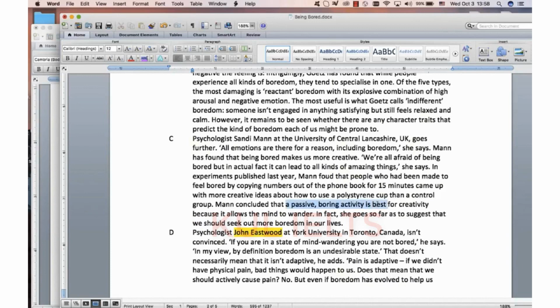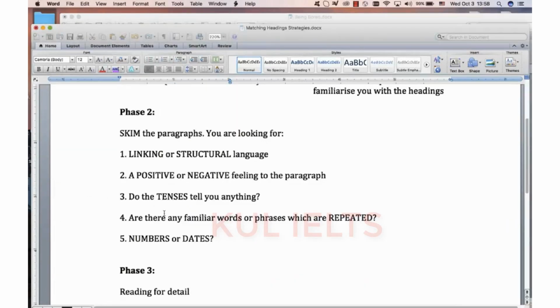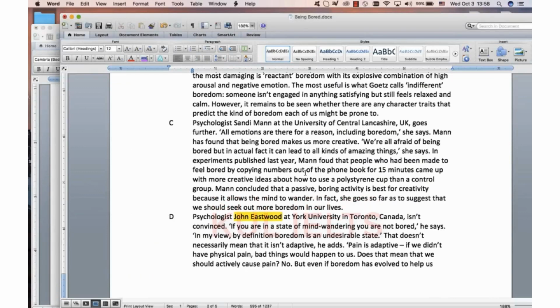A passive, boring activity is best for creativity. It allows the mind to wander. All right, maybe. Anything positive or negative? Does this paragraph have a positive or a negative feeling? All emotions are there for a reason. Being bored makes us more creative. In actual fact, it leads to amazing things.